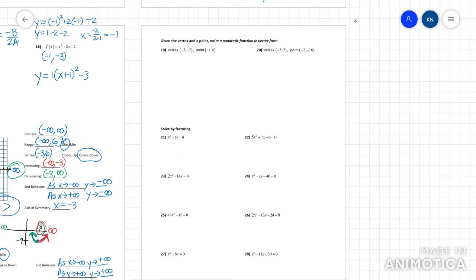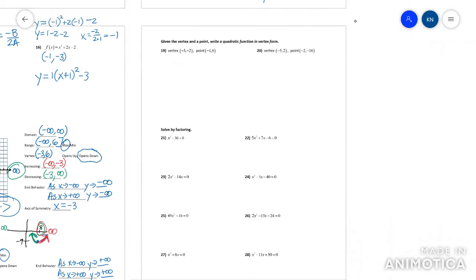Given a vertex and a point, write a quadratic in vertex form. So this one, y equals, list the letter A, make your vertex match, like this. Now, you have to go solve for this letter A by plugging in an x, y coordinate into x and y, just like before. So just go plug in that coordinate.